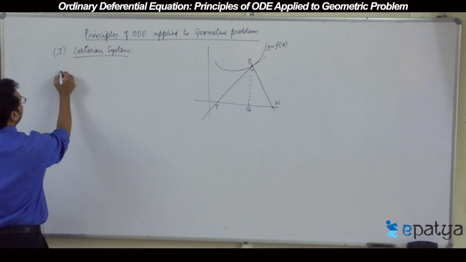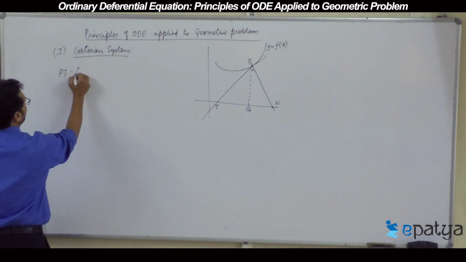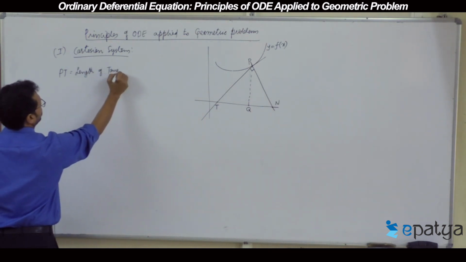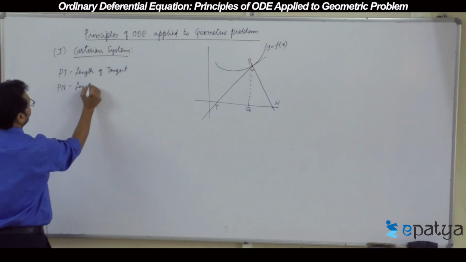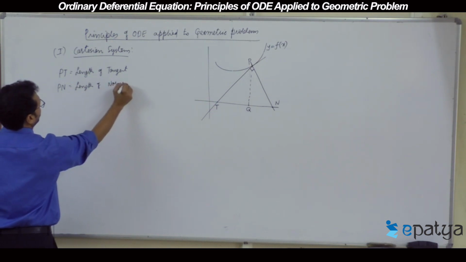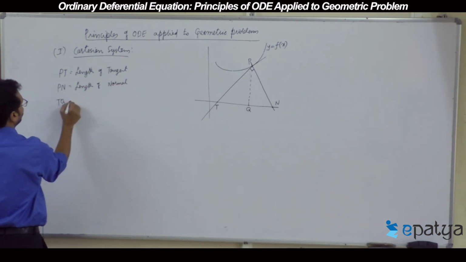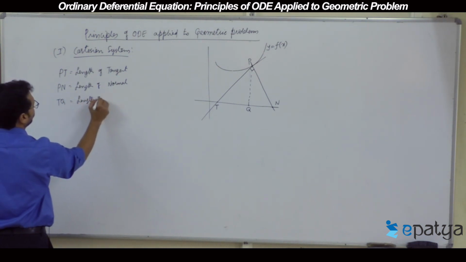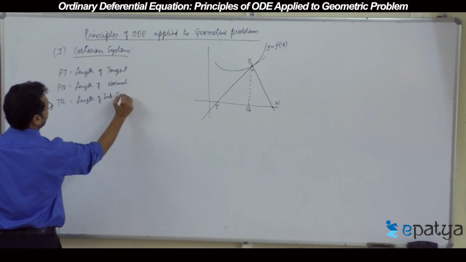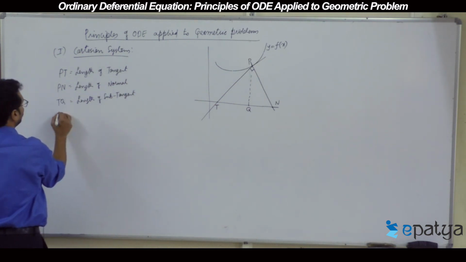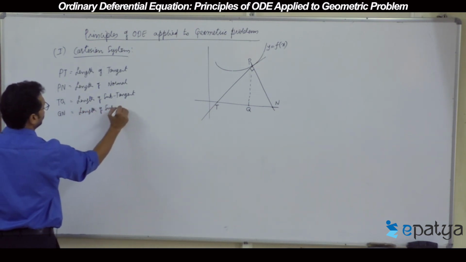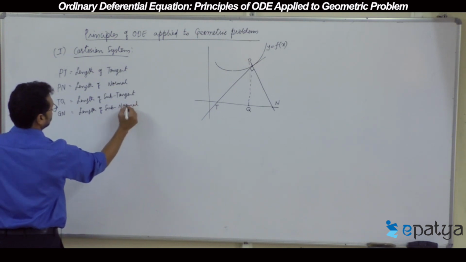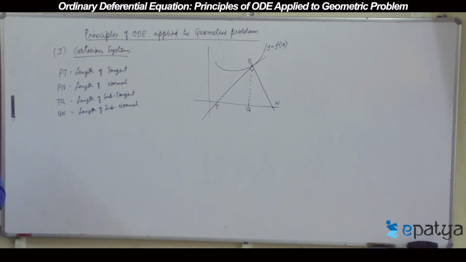So the first one, PT, which is length of tangent, and PN, length of normal, and then TQ, length of subtangent, and QN, length of subnormal. We have certain formulas for them. Just take a note of these formulas.